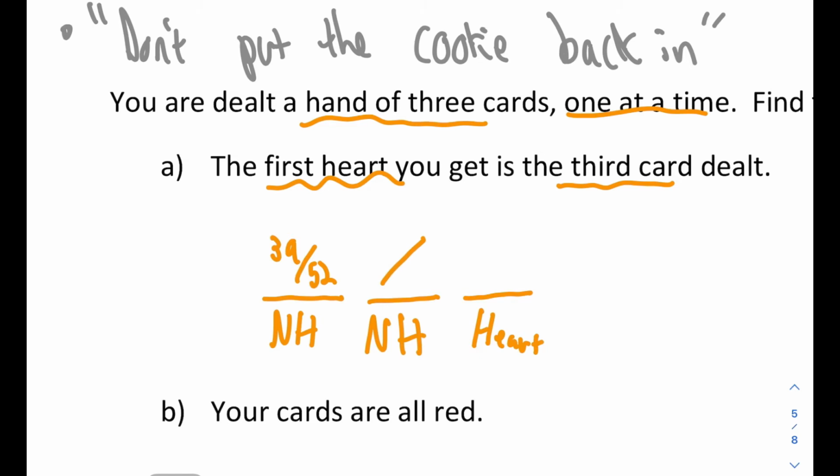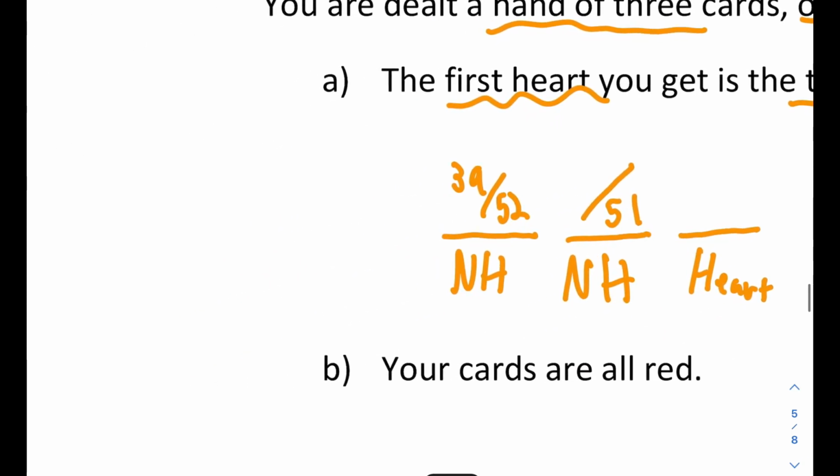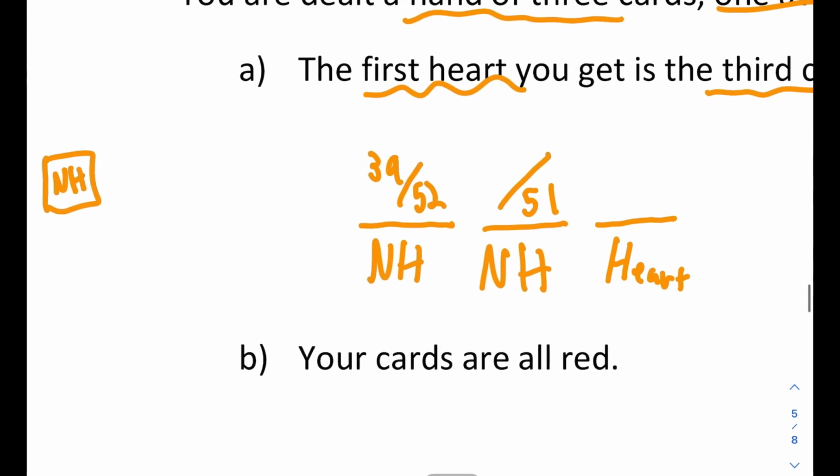Now, how many cards are left in the deck? Since you already took that one, now there's only 51. And of those 51, how many do we have that are not hearts? You just took one, right? We wanted this first one to be a not heart. So right now, you actually have one not heart. So now there's only 38 left. And now you have a second not heart.